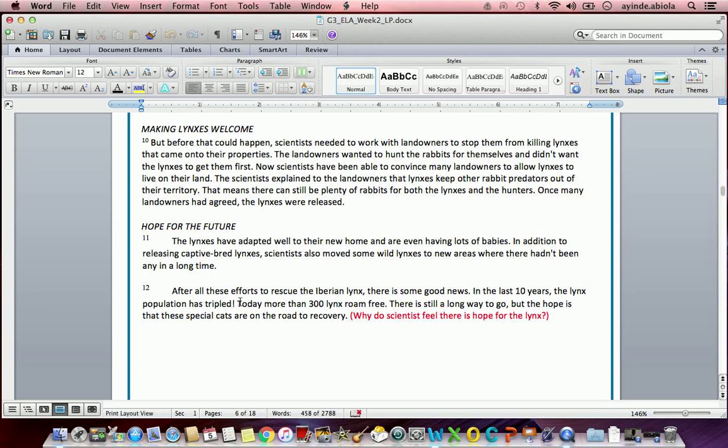After all these efforts to rescue the Iberian lynx, there's some good news. In the last 10 years, the lynx population has tripled. Today, more than 300 lynx roam free. There is still a long way to go, but the hope is that these special cats are on the road to recovery. Thinking about everything we just read, why do scientists feel there is hope for the lynx?